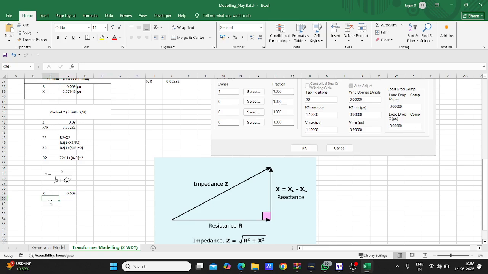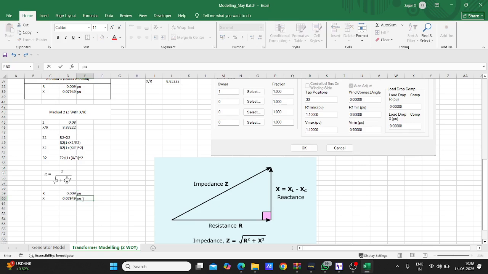So this is another method. Then what is X? X is equal to, from the X by R, I already know the value of X by R. So X divided by R is equal to this value. So from that, R into this value, that is equal to X by R into, already we have found R, 0.7949 per unit. That's it. So this is another methodology.